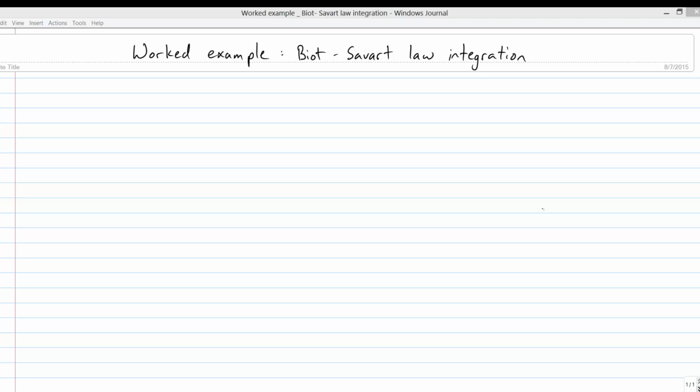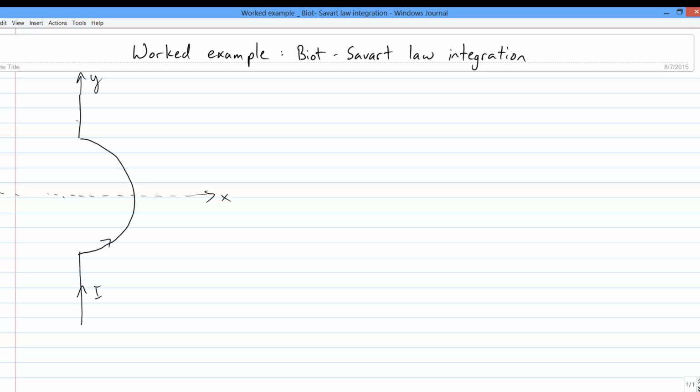Let's do a Biot-Savart law example. We have a straight wire with a half circle in it of radius r, with current I flowing in the direction indicated, from bottom to top. We'll find the magnetic field at the center of the half circle.